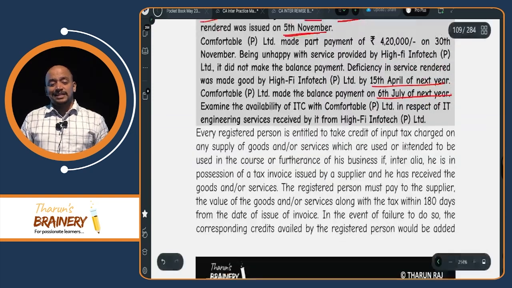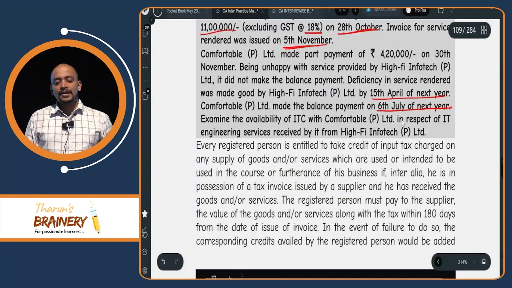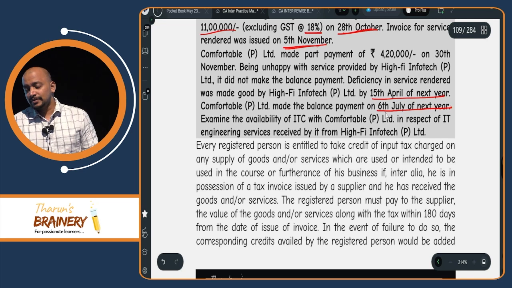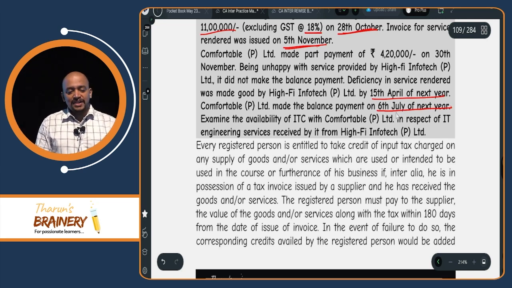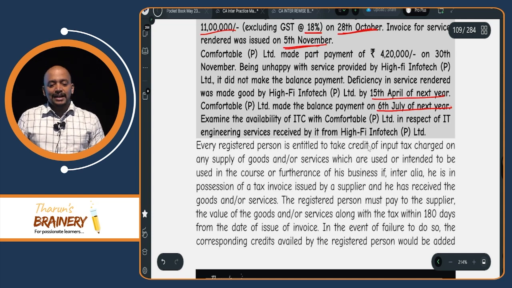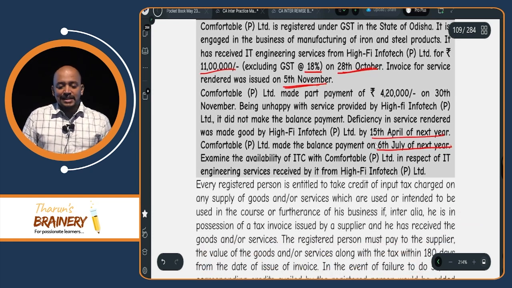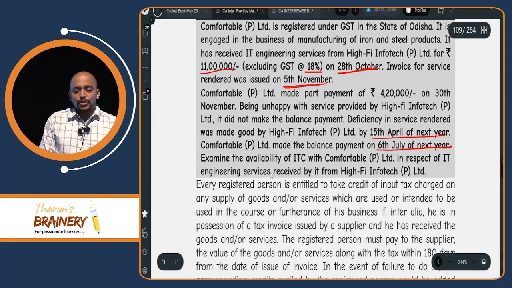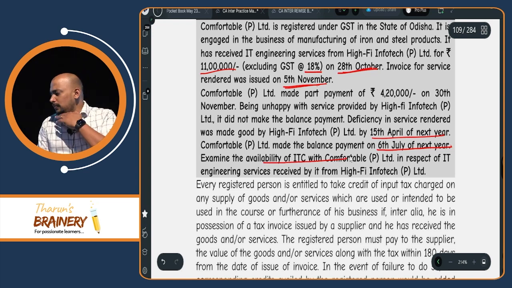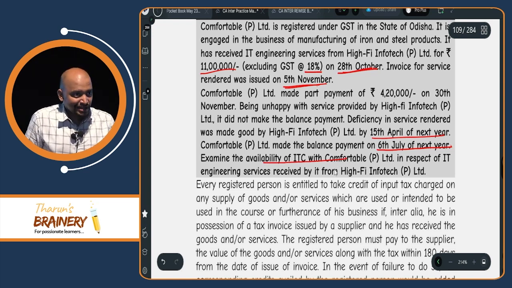Again, when can we take this ITC? When are they making payment? July. So as and when the payment is made in July, they can re-avail it as ITC. But we did not do interest computation in this, because they did not ask; they asked only to examine the availability of ITC. They did not give interest.